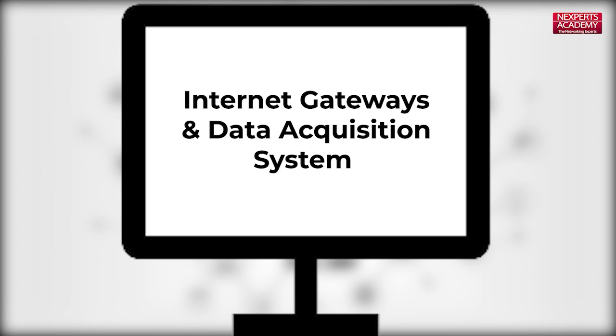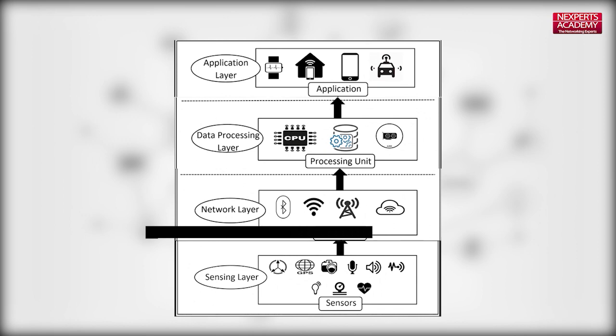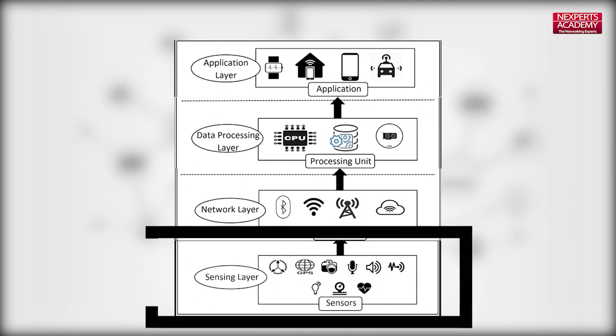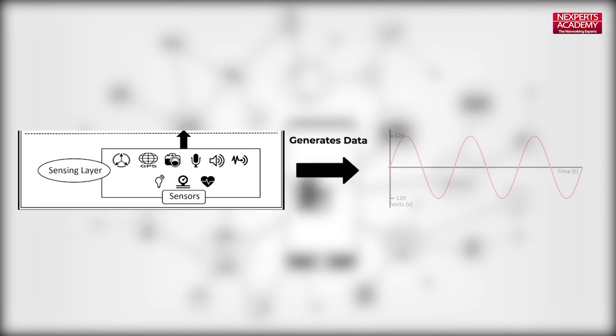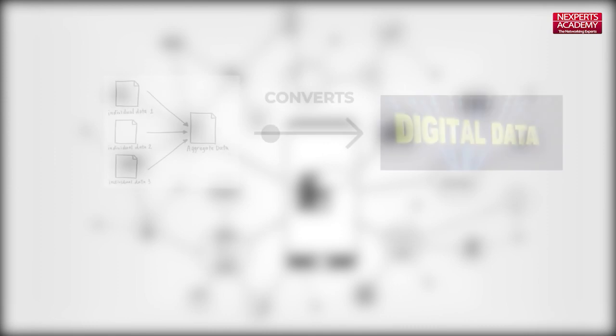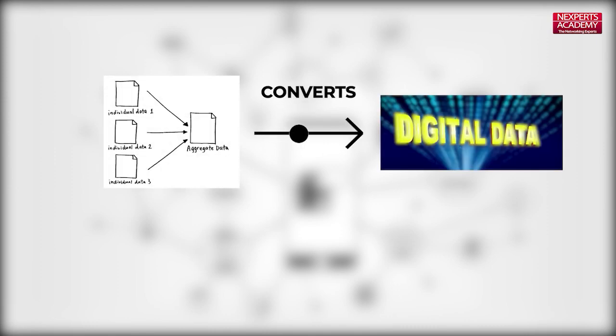Internet gateways and data acquisition systems. This layer works directly with the previous layer, which is the sensing layer. The data from sensors is generated in analog form. It needs to be aggregated and converted into digital streams for in-depth processing.